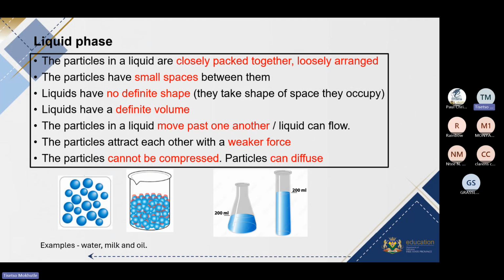Now, let's go to the liquid phase. What makes the liquid phase different from the solid phase is that the particles in a liquid are still closely packed, but loosely arranged. As you will see on this diagram, they are still packed together, but now we can see there are some spaces with the naked eye. The particles have small spaces between them, but not as small as with solid substances.